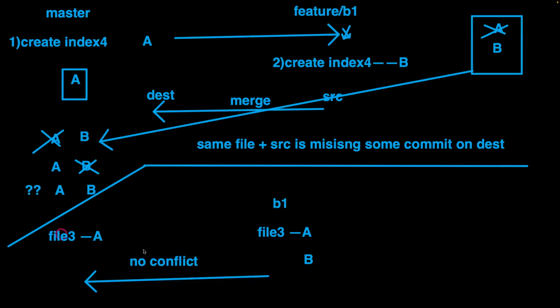Similarly, in a no-conflict scenario, file 3 is there, commit is there. Now you made a branch, so obviously this file 3 commit is there on B1 also. Then you made another commit B on the same file. Even though it's the same file, you don't get a conflict here.